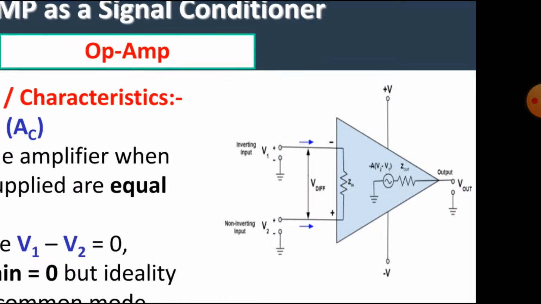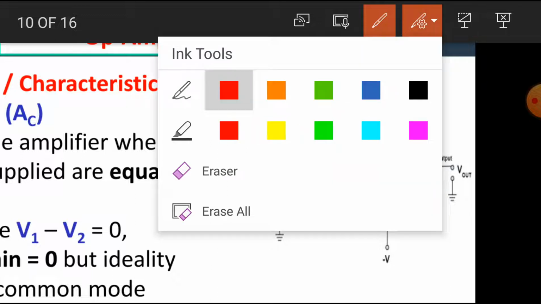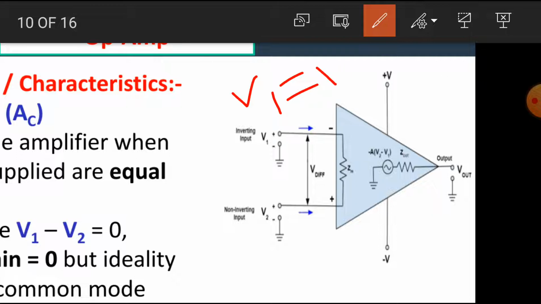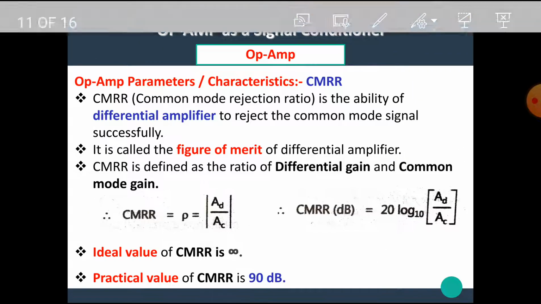Let's see once again. The differential mode gain is the gain when V1 is not equal to V2. Okay, then we get the gain known as differential mode gain. But when V1 is equal to V2, then we get the common mode gain, and in common mode gain the gain should be 0. Okay, I hope you all understand what is differential mode gain and common mode gain.